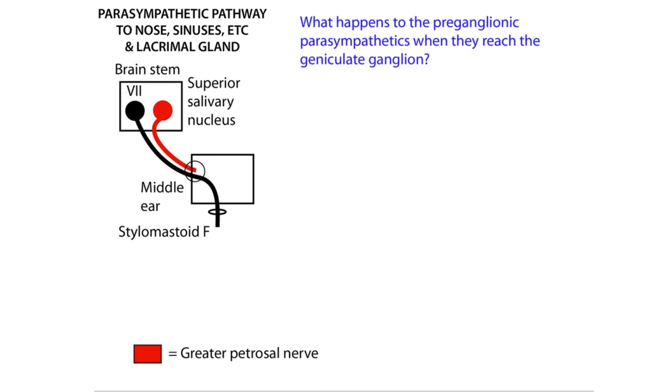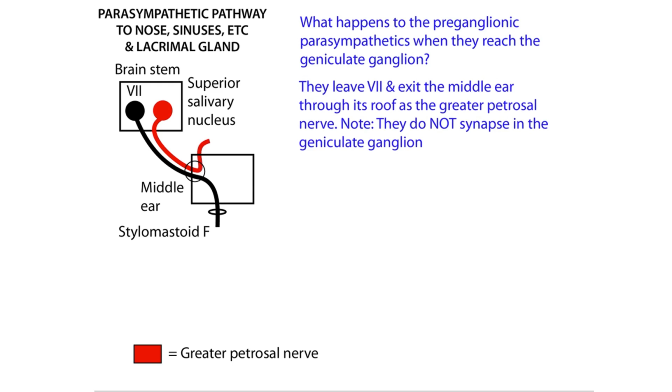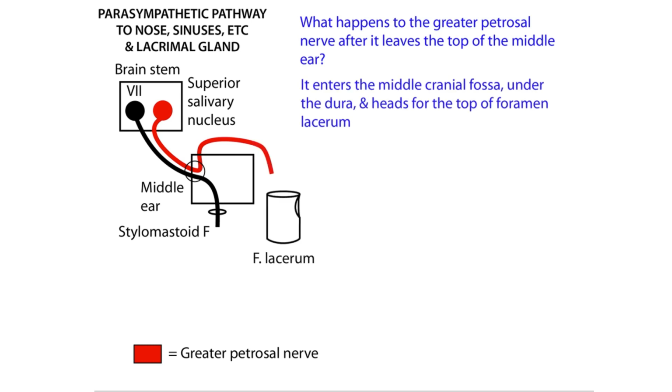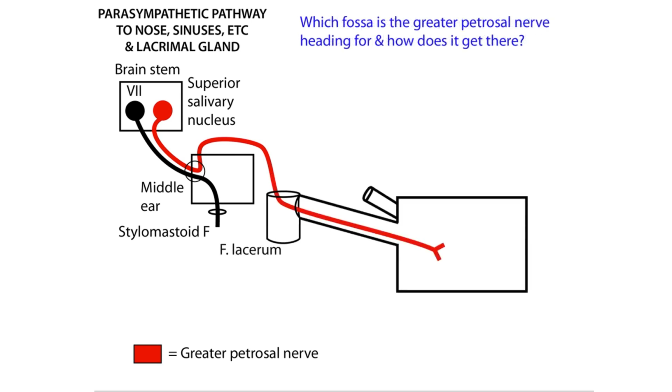Next, what happens to these preganglionic parasympathetic fibers when they reach the geniculate ganglion? Well, they leave the facial nerve at this point and exit the middle ear through its roof as the greater petrosal nerve. Note, of course, that they do not synapse in the geniculate ganglion. Then what happens to this greater petrosal nerve after it leaves through the top of the middle ear? Well, it actually enters the middle cranial fossa under the dura and heads for the top of the foramen lacerum.